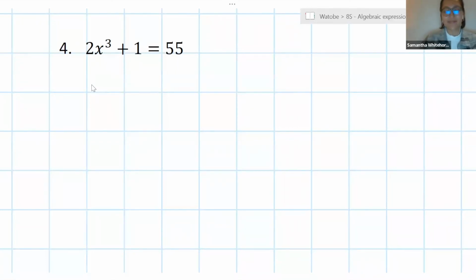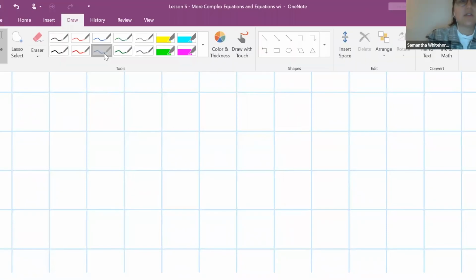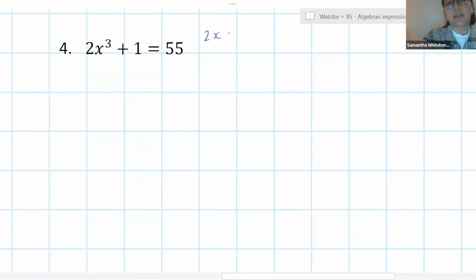Quiz day. All right, so 2x cubed plus 1 equals 55. Now again, if I had given you the equation without the cube, so 2x plus 1 equals 55, I know that you guys would automatically say, okay, cool, I'm going to subtract 1 on both sides. And that doesn't change here. Just because I've got a cube doesn't change how I do things. So I'm going to subtract 1 on both sides of my equation, which is going to leave me with 2x cubed is equal to 54.